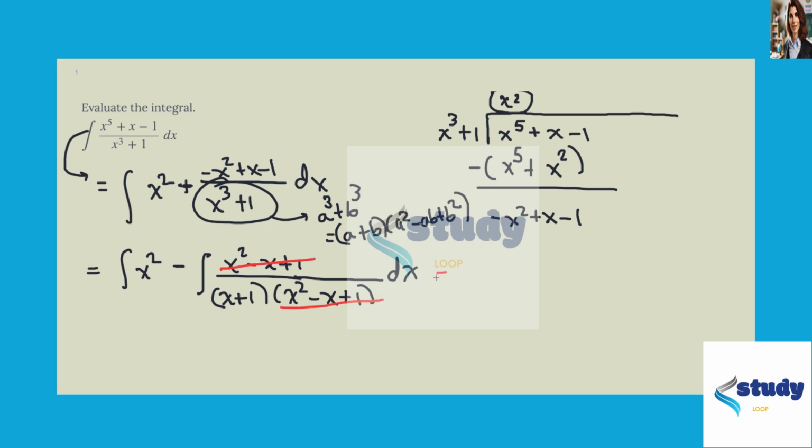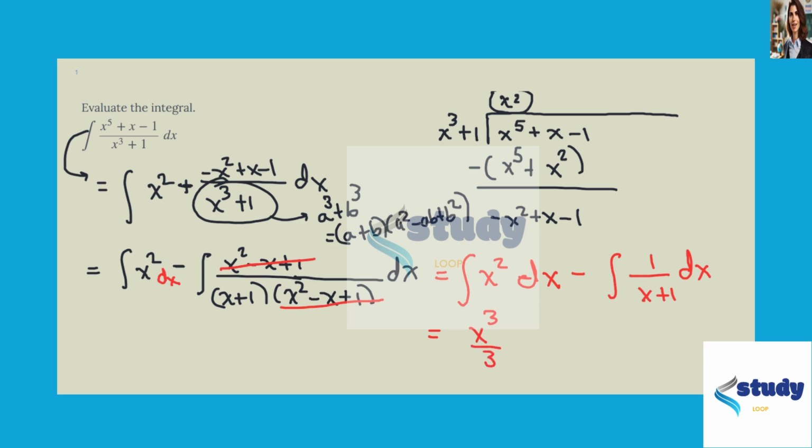So we're just left with integral x squared dx, I should put a dx there technically, minus integral 1 over x plus 1. Now for the first integral, we can just use the power rule. That's x cubed over 3.